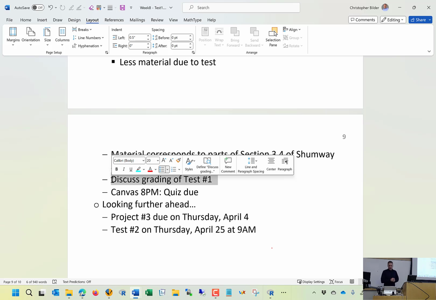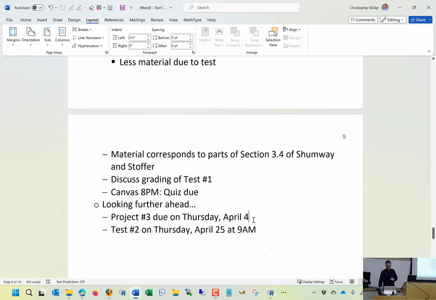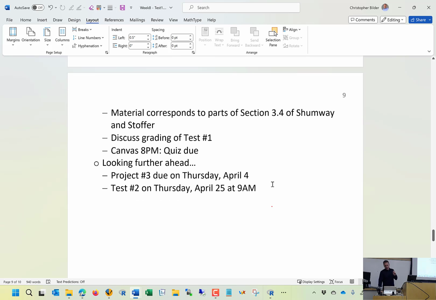Looking further ahead, project number 3 is due on Thursday, April 4th. Sorry again that I kind of messed up when I was thinking when it was due. Test number 2, so that we can really look farther ahead, is April 25th. And the reason why I want to put that out there is because, obviously we haven't had a test yet. The second test does come more quickly than the first test did. And that's just the nature of the material. That's why I organize it like that.